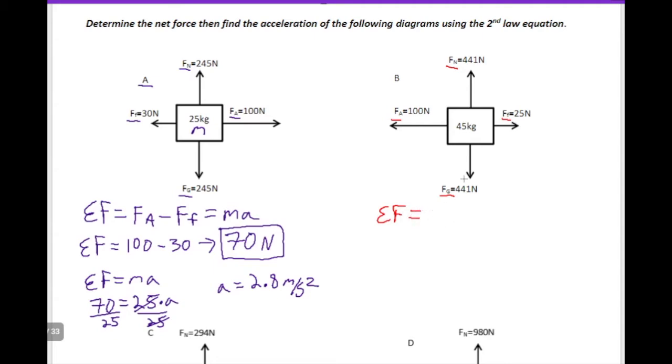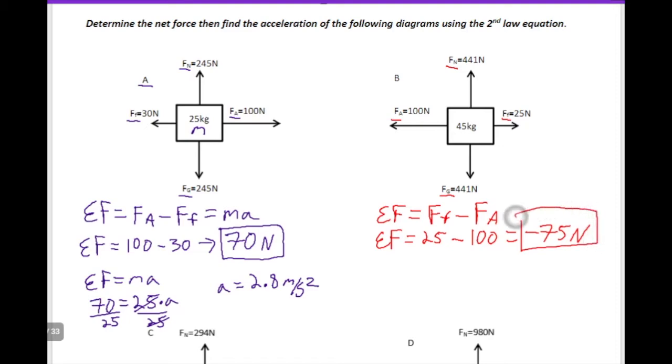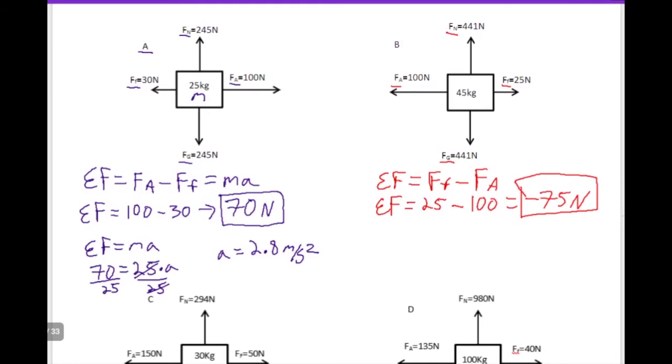force equation. We have the forces that point to the right, so in this case that would be force friction, minus the forces that point to the left. In this case, that would be force applied. Now we can go ahead and plug our numbers in for these forces. Force friction is 25. Force applied is 100. If we solve, we end up with a net force of negative 75 newtons. And the reason it's negative this time is because we considered right to be the positive direction. So anything that moves to the left would be negative, or anything that's pointed to the left would be negative.